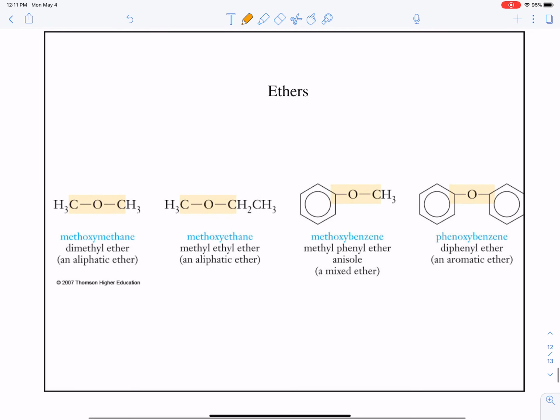And finally, I want to talk about ethers. Ethers are really amazing because instead of having that OH there, we have an R group that's bound to an oxygen that's bound to another R group. So these ethers are less polar than alcohols, but sometimes these ethers are pretty handy.